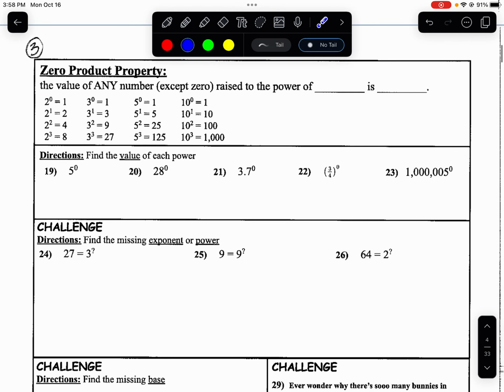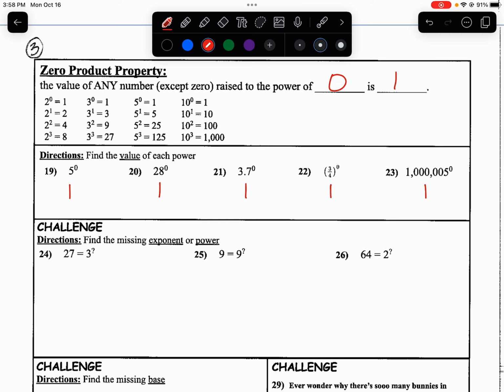The zero power property. The zero power property says the value of any number, x to the 0, except for 0, raised to the power of 0 is 1. So let's jump to these questions, and I'll explain how that works. So 5 to the 0 power is 1. 28 to the 0 power is 1. 3.7 to the 0 power is 1. 3 over 4 to the 0 power, guess what? It's 1. And 1,000,005 to the 0 power, still 1.